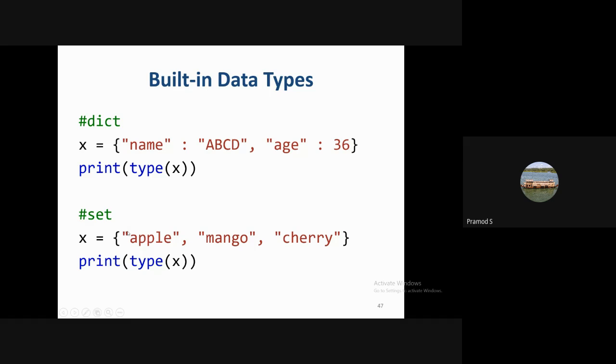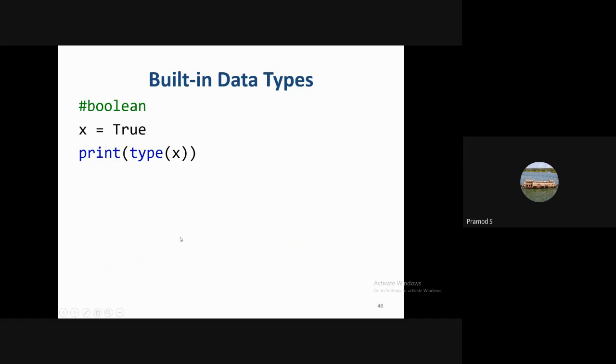So again, this is using the flower bracket. So the look and feel of dictionary and set are the same. The only thing is a dictionary uses a colon between key and value pair. Here there is no key and value pair. It is just one particular word or number.